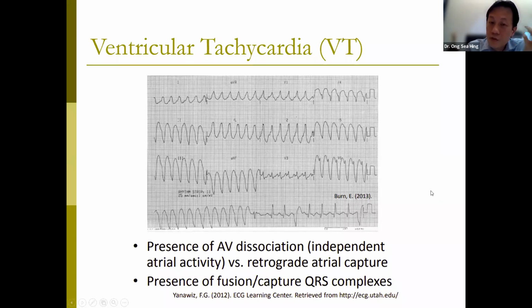This tells you that most likely this is a ventricular tachycardia. Of course, the patient's history can also tell you. If the patient has ischemic heart disease, the patient is 60 years old, 70 years old, you know that this kind of tachycardia, broad complex tachycardia, is most likely ventricular tachycardia.